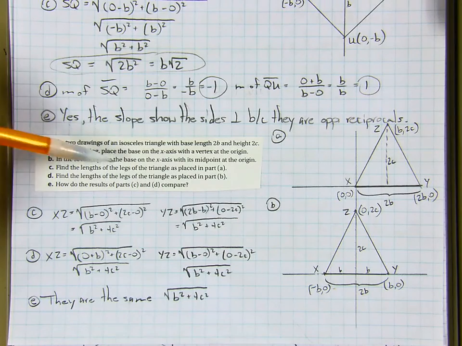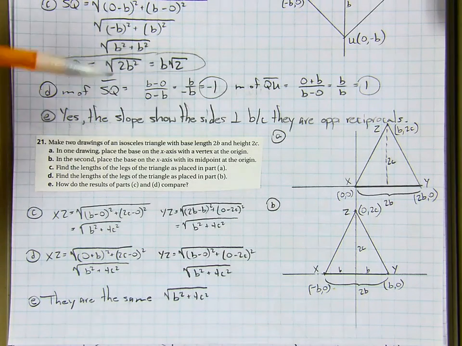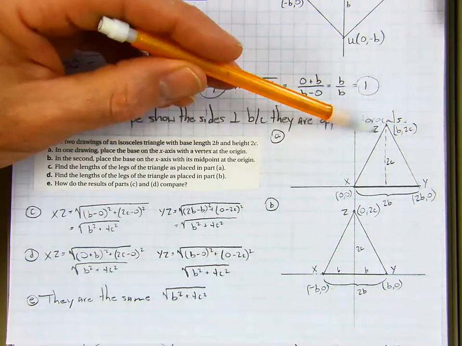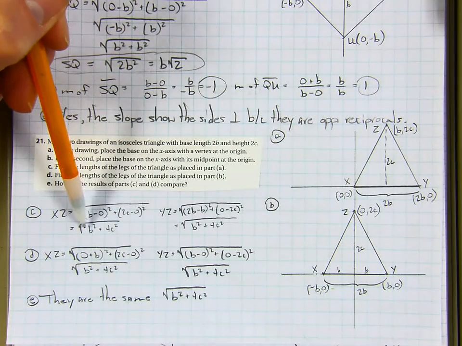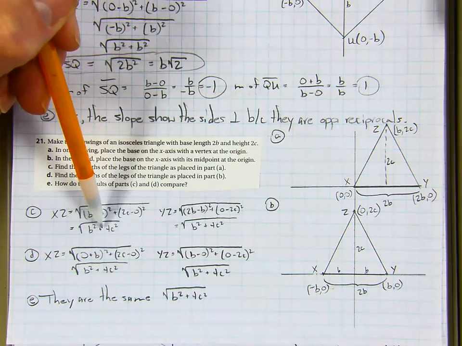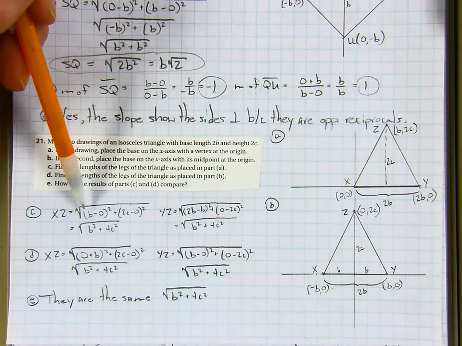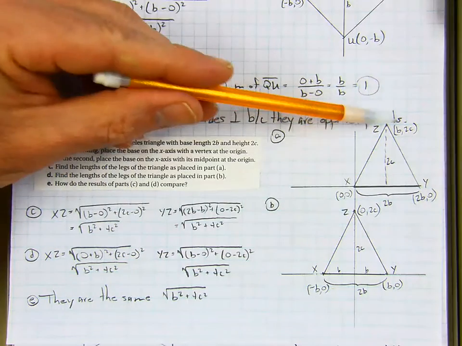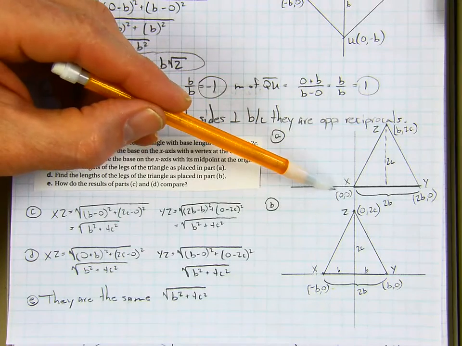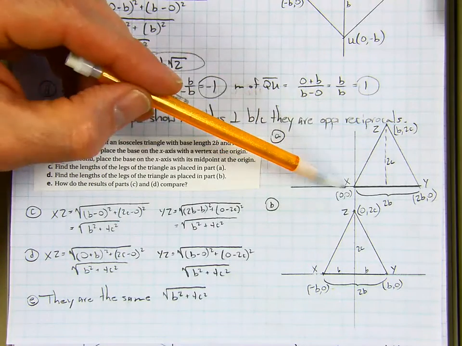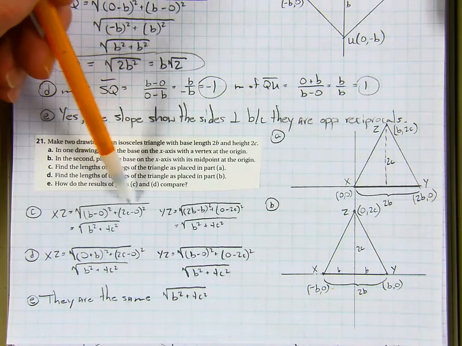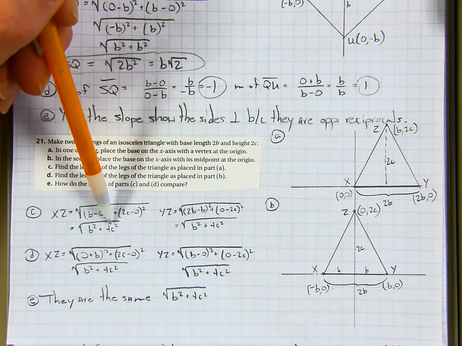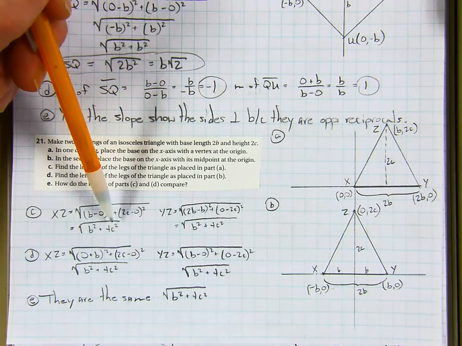Then it said find the lengths of the legs of the triangle in part A. So for XZ, using these 2 points, I found the leg, and it was the square root of b squared plus 4c squared. It had b minus 0, and then 2c minus 0. b minus 0 would just be b squared. 2c minus 0 would be 2c squared, which is 4c squared. Okay, so that's how I got that.